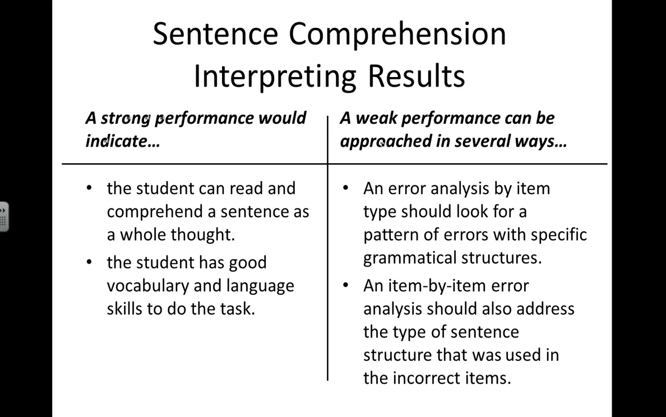Interpretation of a weak performance on this subtest can be approached in several different ways. An error analysis by type should look for a pattern of errors with specific grammatical structures. Example, were more errors made when the missing word was of one grammatical form than another, such as more errors with verbs than nouns? An item-by-item error analysis should also address the type of sentence structure that was used in the incorrect items. Example, did the student have more difficulty with items that use a complex sentence or with simple sentences? Does the student seem to have more difficulty when the linguistic structure of the sentence becomes denser and less straightforward?